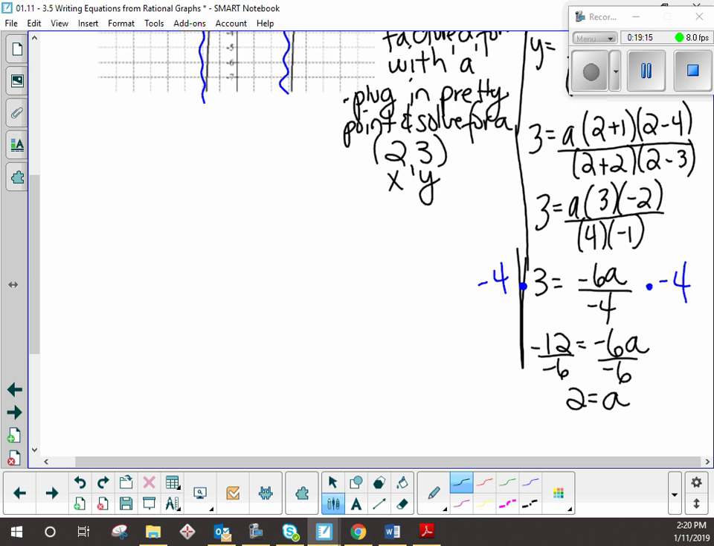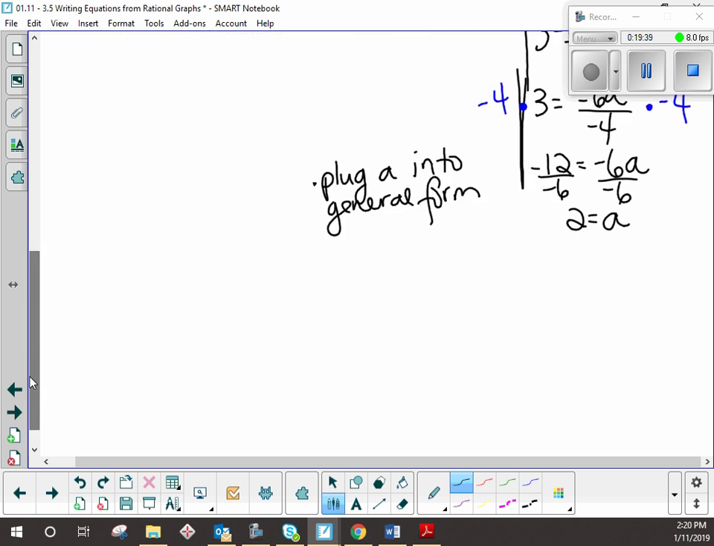Really feels like we're done. Not done, right? Because the A wasn't my final answer. The equation of the graph is my final answer. So the very last thing you have to do is take that A and plug it back into that general factored form. Okay? Plug A into general form that we found a few steps ago. So my final answer will be y equals A, which is 2, times x plus 1, x minus 4, over x plus 2, x minus 3.